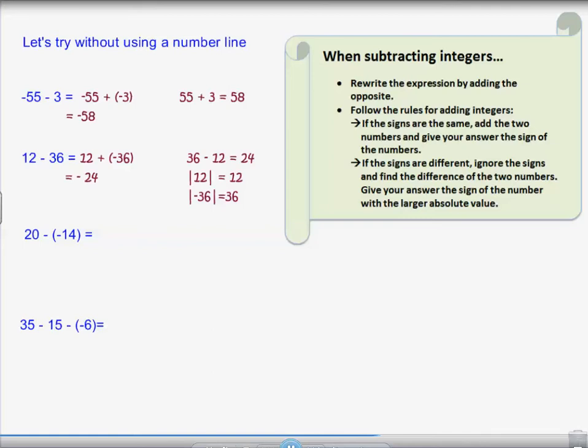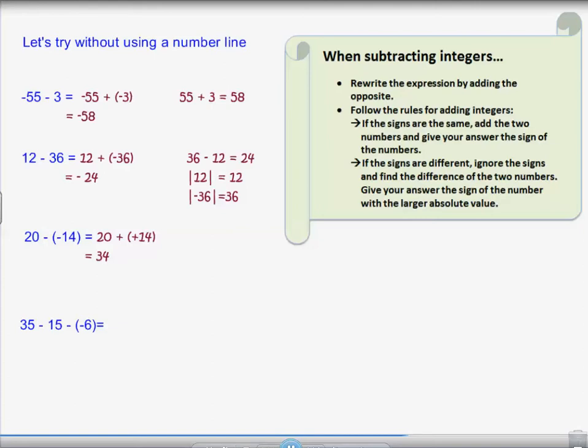For 20 minus negative 14, now again I'll change that to adding the opposite, so I'll rewrite that as 20 plus positive 14. Since the two signs are the same, I'll add my two numbers and keep the same sign. So 20 plus positive 14 is going to be 34, and since they were both positive numbers, my answer will stay positive 34.